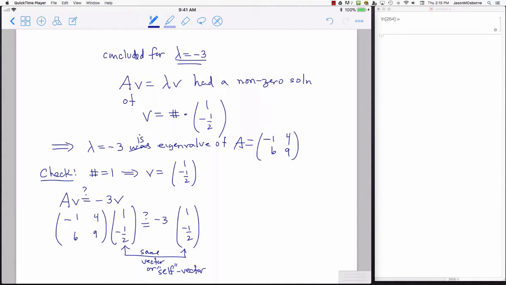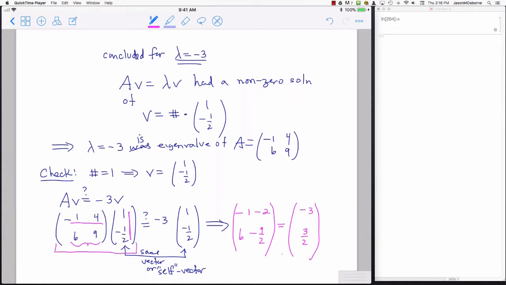Okay, so multiply this out. Negative 1, 4 times 1 negative 1/2, that would be negative 1, and then 4 times negative 1/2 is negative 2. Okay. 6, 9 times 1 negative 1/2 would be 6 minus 9/2, which is otherwise known as negative 3. 6 is the same thing as 12/2, so that's 3/2. Okay. And that's what you get from the left-hand side of the computation. If you check the right-hand side of the computation, the right side would be negative 3, 3/2 when you multiply. And those are, in fact, equal to the same thing.